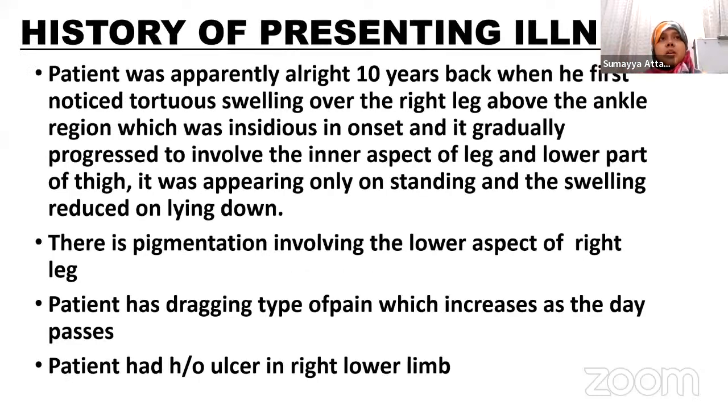History of presenting illness. Patient was apparently all right 10 years back when he first noticed tortuous swelling over the right leg above the ankle region, which was insidious in onset, and it gradually progressed to involve the inner aspect of the leg and lower part of the thigh. It was appearing only on standing, and the swelling reduced on lying down. There is pigmentation involving the lower aspect of the right leg. Patient has dragging type of pain which increases as the day passes. Patient had history of ulcer in right lower limb.